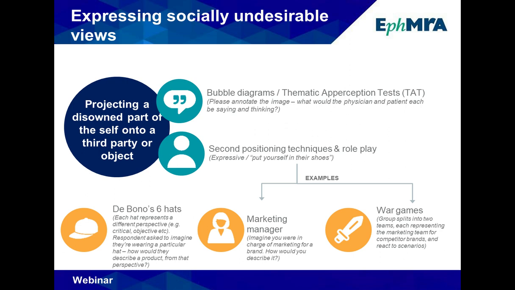So you've got 6 hats that you're asking respondents to take in turn, or that you attribute to each specific respondent in a group setting, for example.